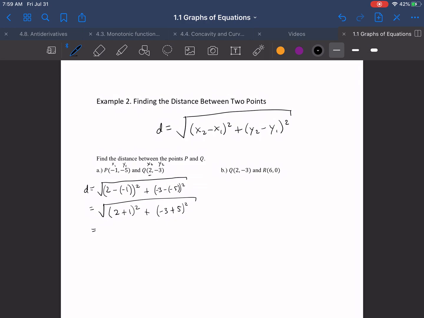Then 2 plus 1 is 3, so we have 3 squared, plus negative 3 plus 5 is 2, so we have 2 squared. So we end up with 3 squared, which is 9, plus 2 squared, which is 4, and so we end up with the square root of 13. Okay, and there's our distance right there. I'm going to leave that next one for you to try and see how you do.